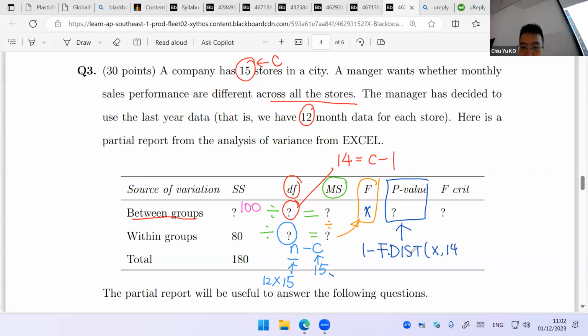So let me calculate this. 12 and 15. 180. 180 minus 15 is 165. So this is 165 here.